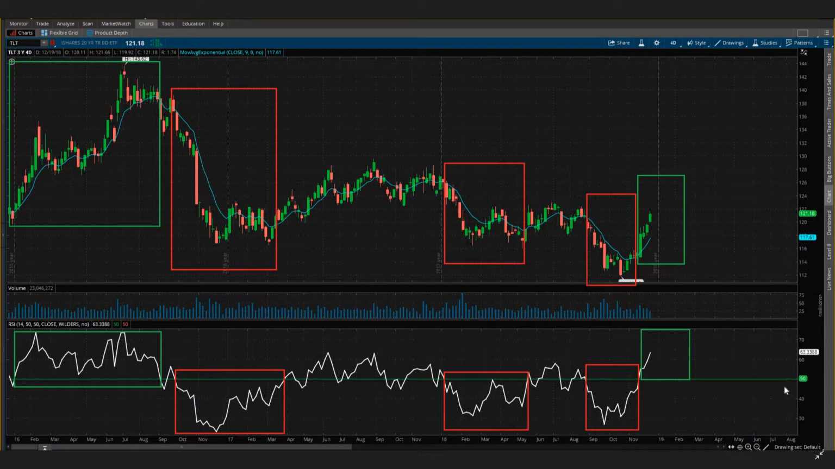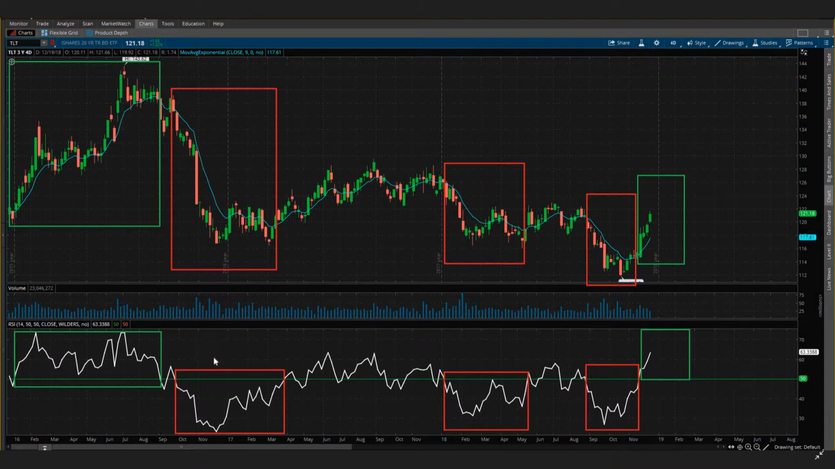The way that any oscillator works is the very middle represents the average or the normalized area. The farther away we get from this 50 line, the more extreme it gets. When you go up towards 100, it becomes more overbought, and when you go down towards 0, it becomes more oversold. The farther away above you get from the 50 line, the more overbought it gets.